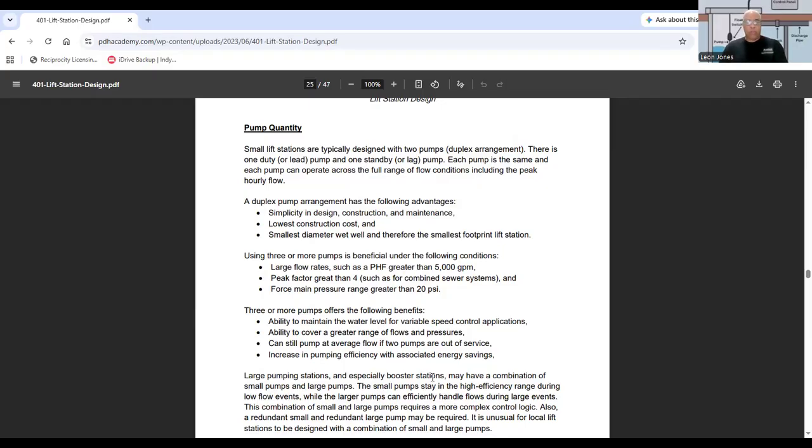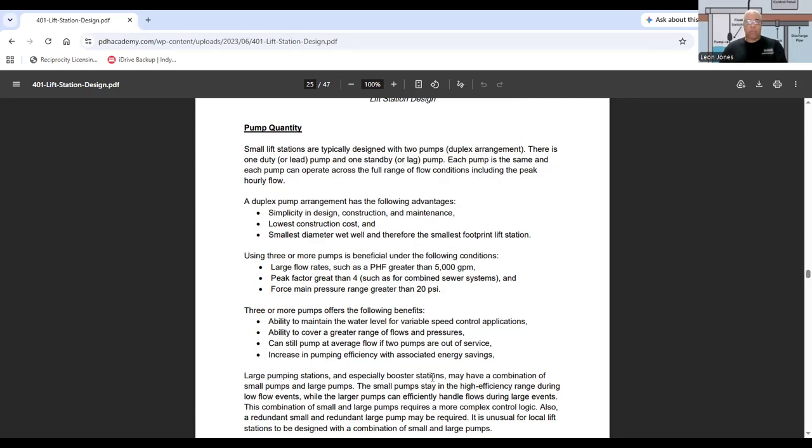Now, a duplex pump arrangement has the following advantages: simplicity in design, construction, and maintenance, lower construction costs, and the smallest diameter wet well, and therefore the smallest footprint lift station.